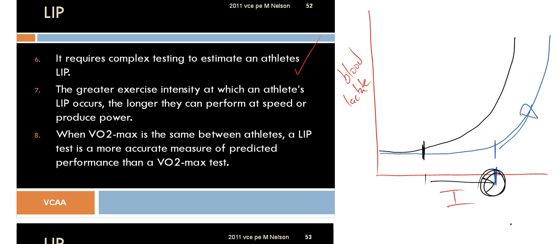So if you're looking at a 400-metre runner, this runner may pass their LIP at the 250-metre mark, so start to slow down, whereas athlete 2 may not be until the 350-metre mark. So they're able to work at a higher intensity for an extra 100 metres, therefore their time will be faster.